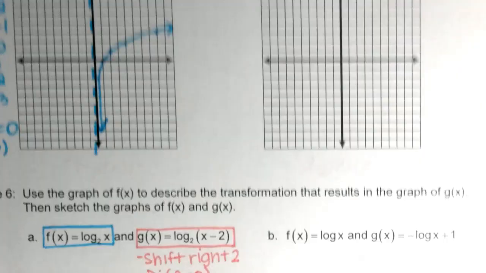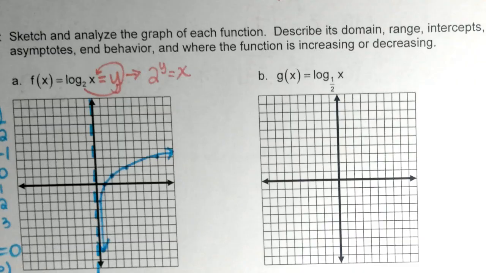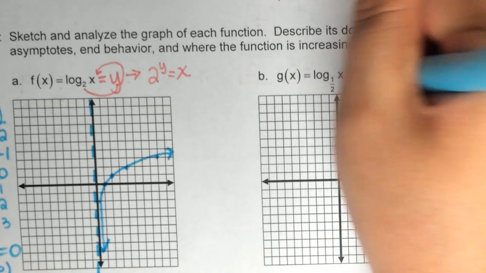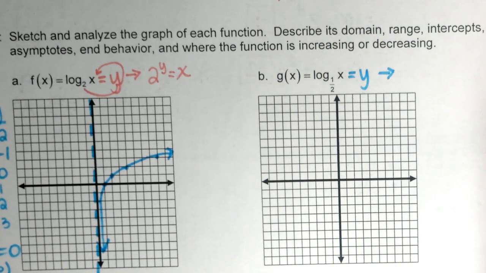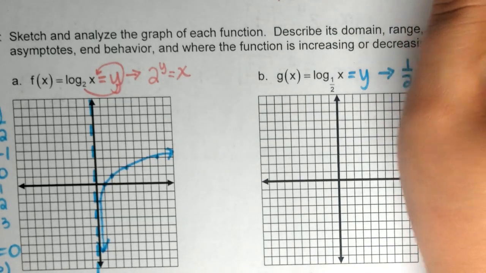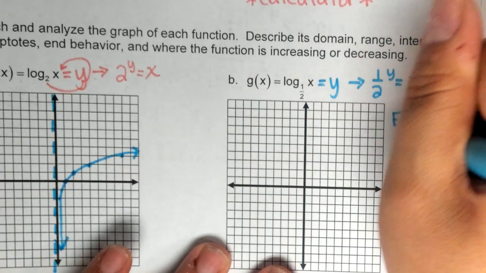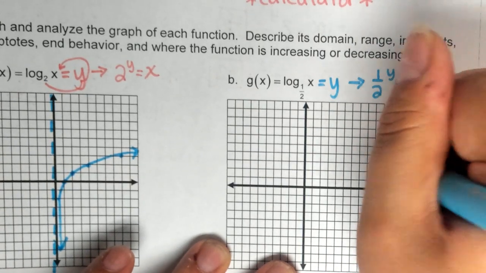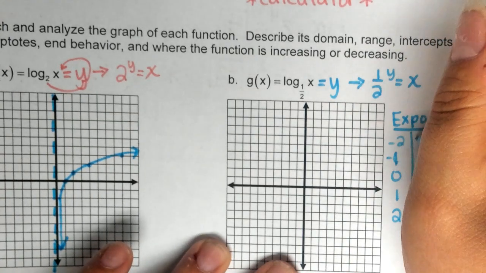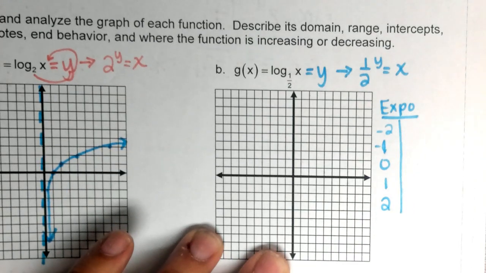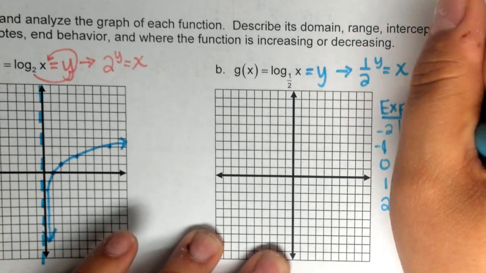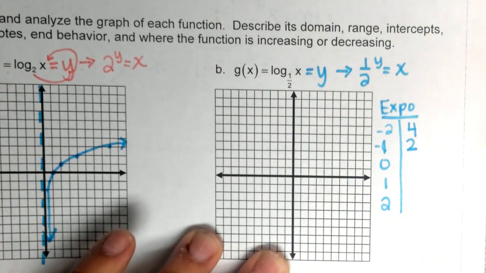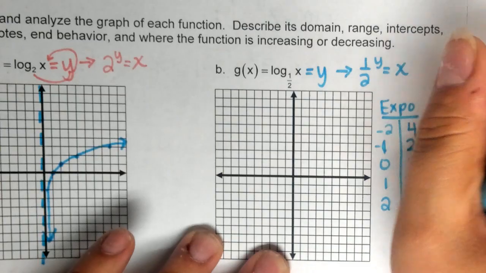We okay? All right, for this one, we have g of x equals the log base 1/2 of x. If I make this equal y and do my loop, what is this equivalent to? One half to the y equals x. So my base is 1/2. What is 1/2 to the negative 2? 4. 1/2 to the negative 1? 1/2 to the 0? And then do y'all agree 1/2 and 1/4?